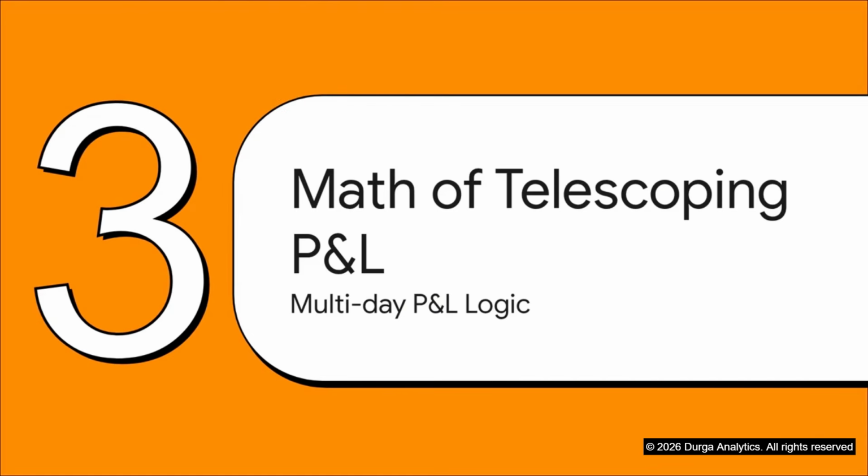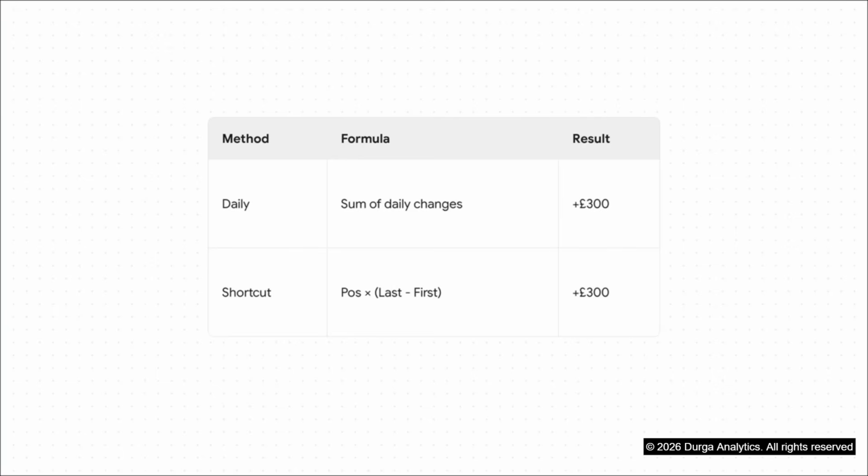Moving right along to Section 3, the math of telescoping P&L. Before we go and write the actual Python function, we need to understand the underlying math for calculating daily profits and losses over a multi-day period. Let's say you hold a fixed position of 100 units. The price goes from £30 up to £31 and then to £33. If we do the day-by-day math, day 1 is 100 times the £1 change, giving us plus 100. Day 2 is 100 times the £2 change, giving plus 200.